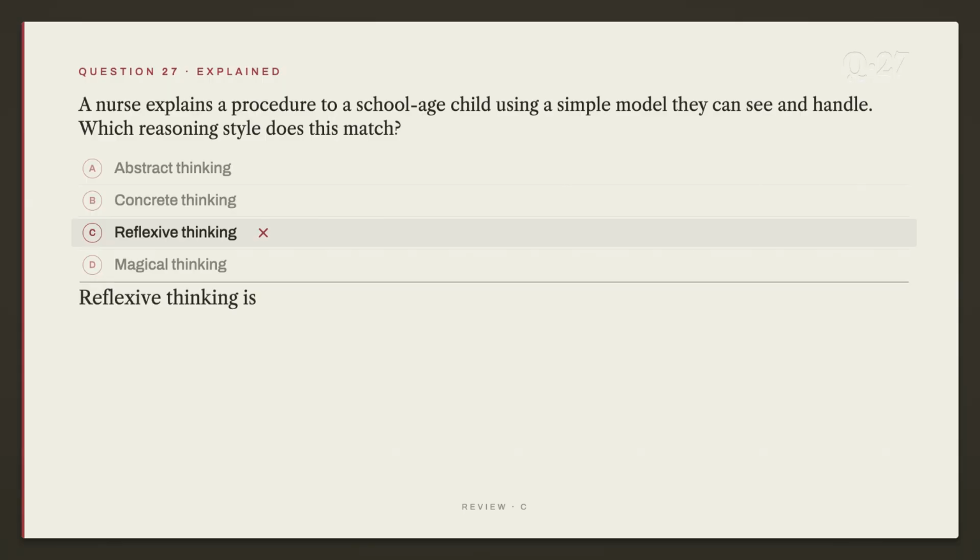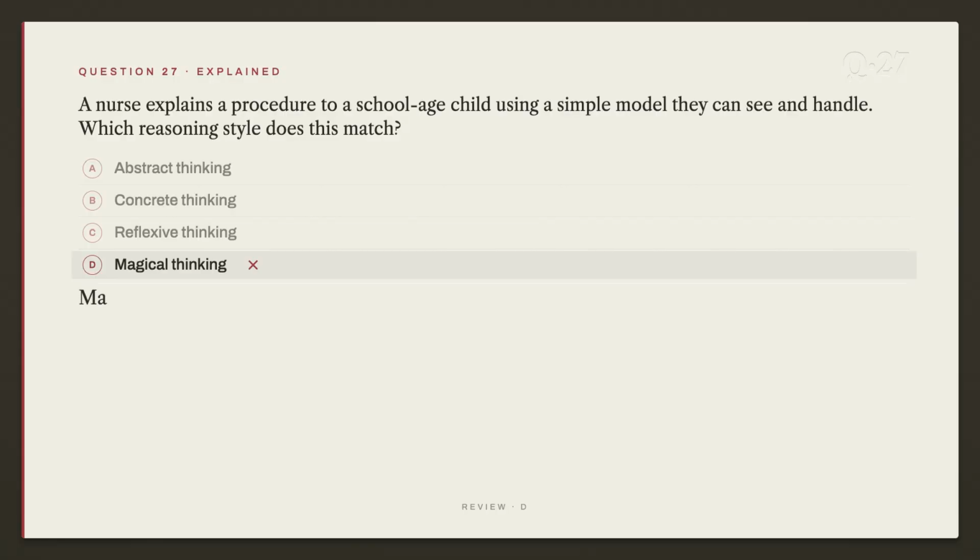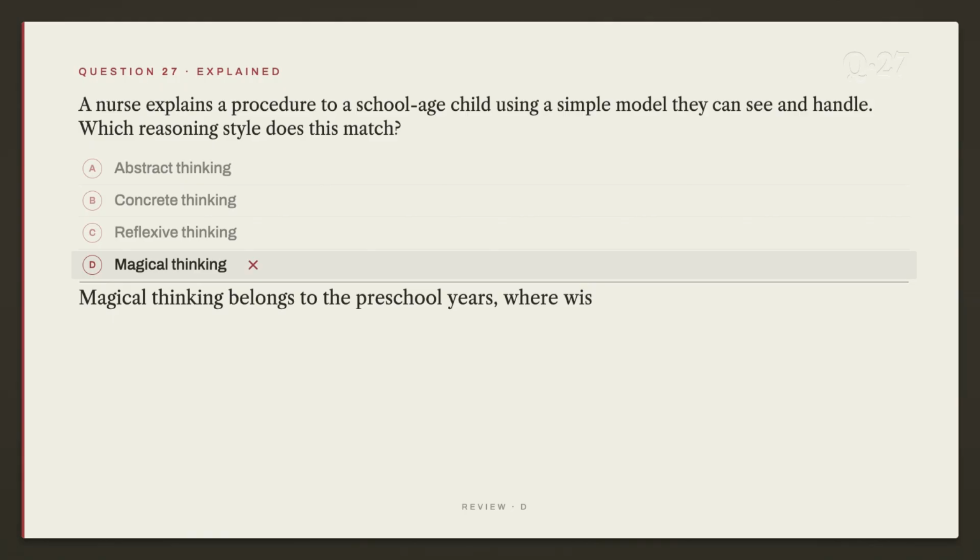C is wrong because reflexive thinking is not a recognized stage of cognitive development. The child reasons concretely, so a tangible model fits their thinking rather than this non-existent thinking style. D is wrong because magical thinking belongs to the preschool years, where wishes seem to cause events.